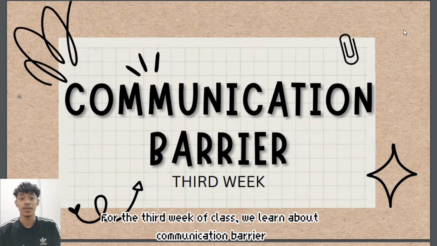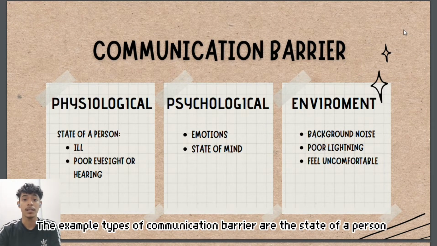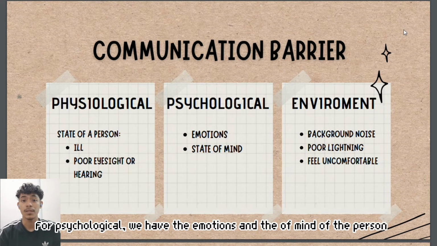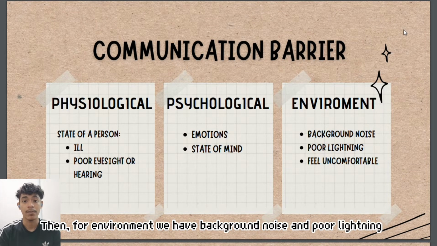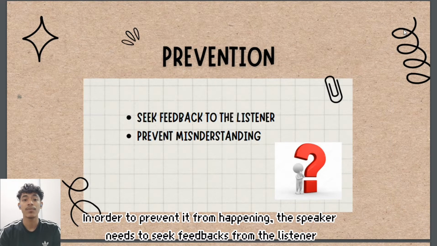In the third week of class, we learn about communication barriers. A communication barrier means a factor that interrupts the communication process. The example types of communication barrier are the state of a person, which is physiological. For example, the person is experiencing illness or having poor eyesight or hearing. For psychological, we have the emotions and the state of mind of the person. Then for environment, we have background noise, poor lighting, and all of these barriers may cause misunderstanding and misinformation to happen to the listener. In order to prevent it from happening, the speaker must seek feedback from the listener.